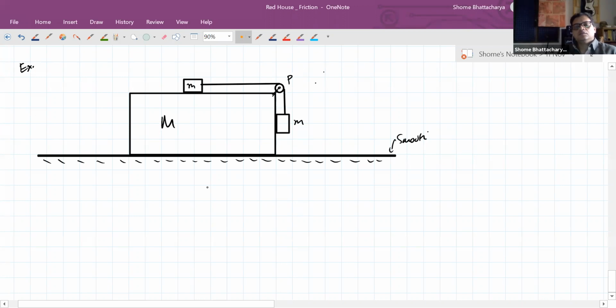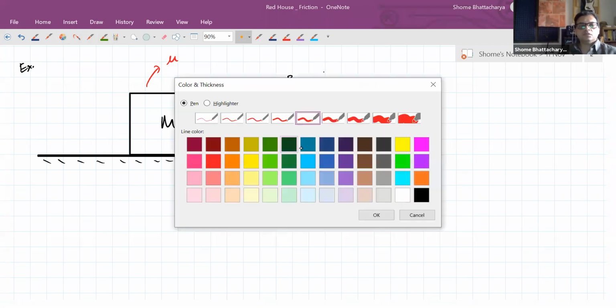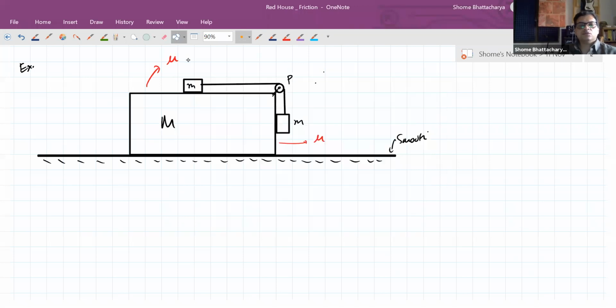And now the important thing is that this surface is having coefficient of friction mu, which is the same that this surface is having. Okay. Now in order to keep the one on the side from sliding down and the one on top from sliding towards the right, we're actually pushing the system with a horizontal force F.